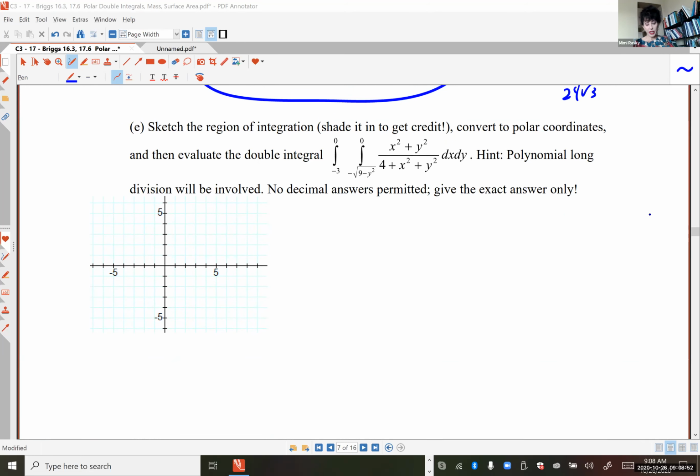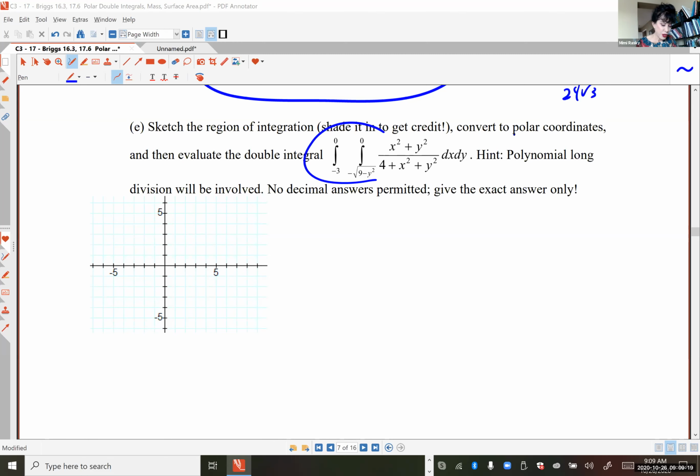This is a little bit trickier. The flavor here that I want us to get is I'm not giving you the region by just talking about the region or giving you an equation. I'm giving you the limits on the integral. And you should know how to sketch a region of integration just by converting those limits to equations. Do you guys remember how to do that?